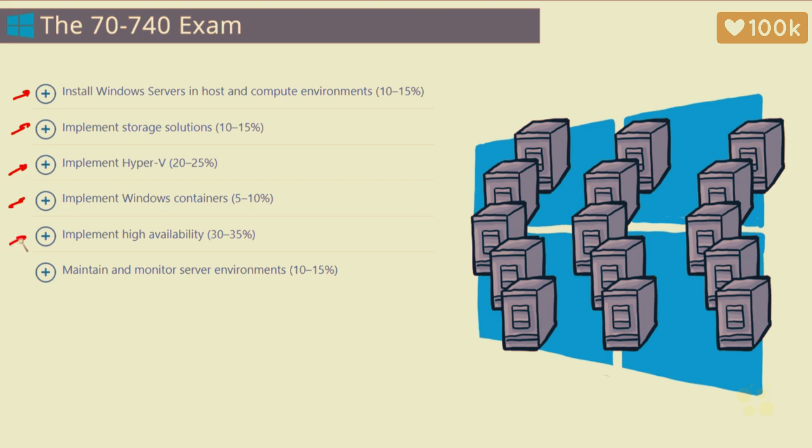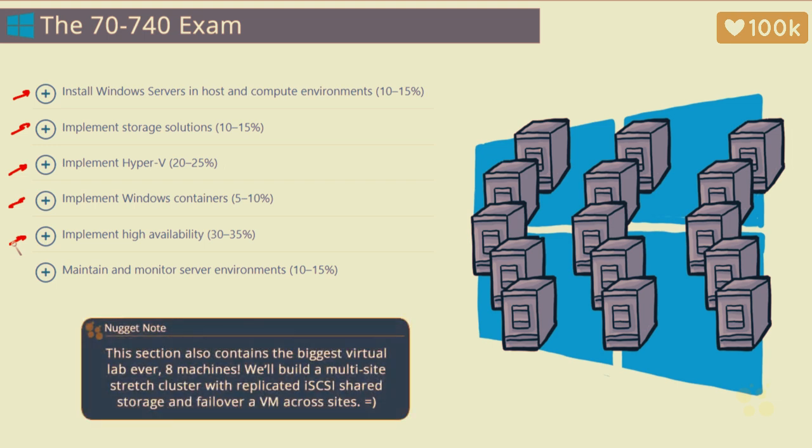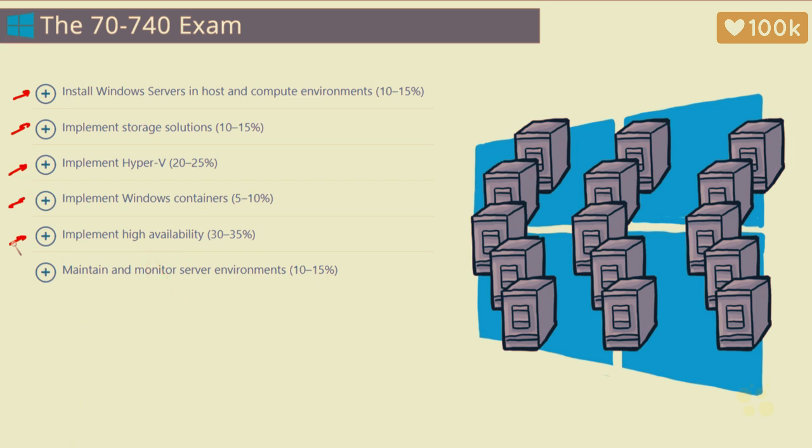And that brings us to our biggest section, implementing high availability. This section is loaded with goodness, and I'll tell you, I had a lot of fun making it, and I went nuts with the labs because I think it's important. This is some of the most valuable stuff you'll learn in Windows, and it mainly consists of failover clustering, but it also covers our brand new storage spaces direct feature and NLB, network load balancing.